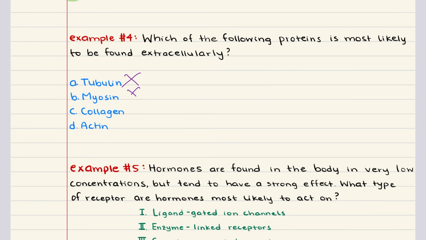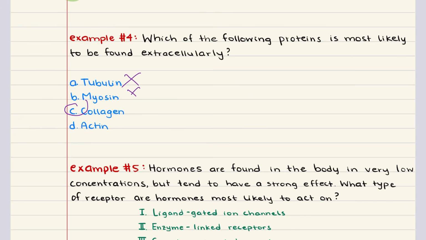C says collagen. This is actually our correct answer. Collagen is a structural protein that's found in the extracellular matrix. It provides strength and support to connective tissues like skin and cartilage. So collagen is not just found outside the cell, it is one of the main proteins in the extracellular space, which is why this is the correct answer for this problem.